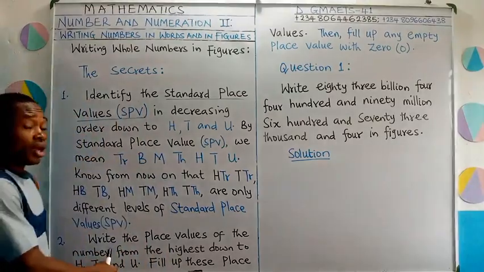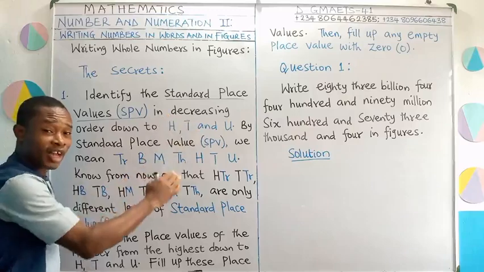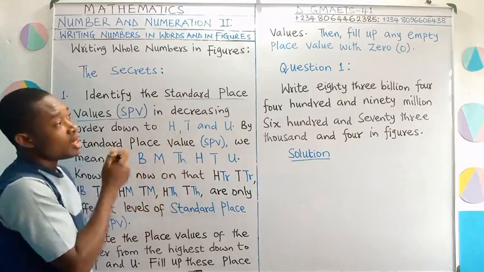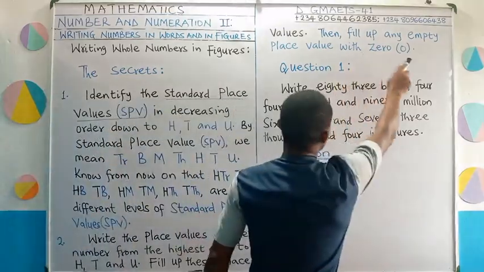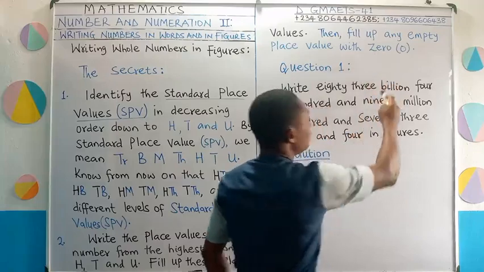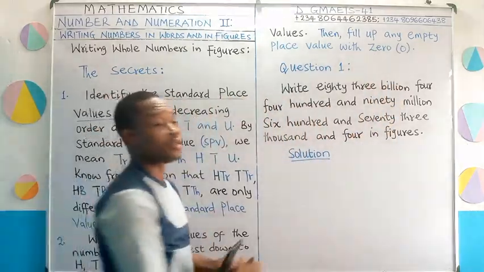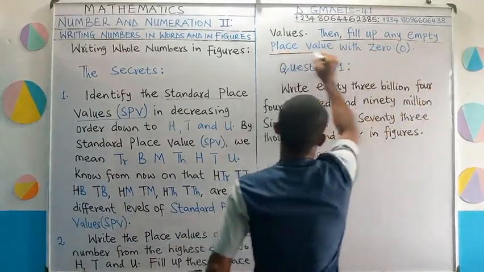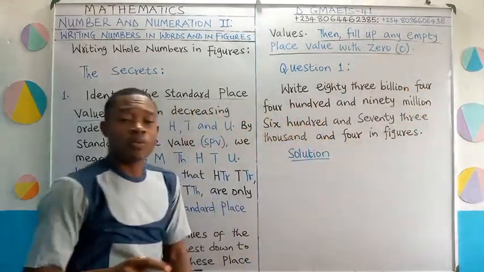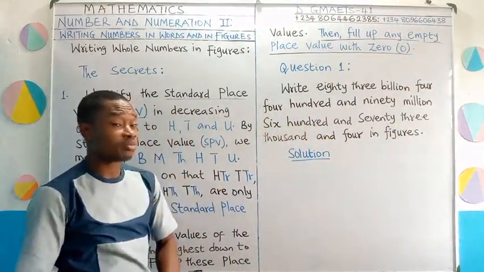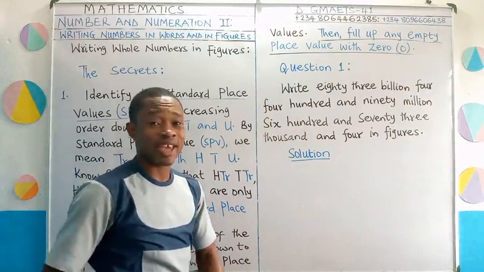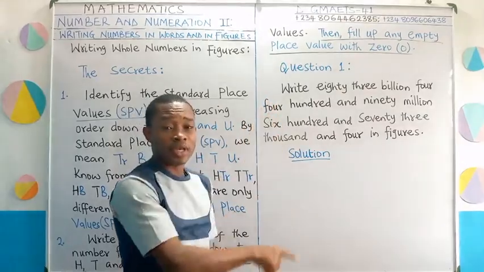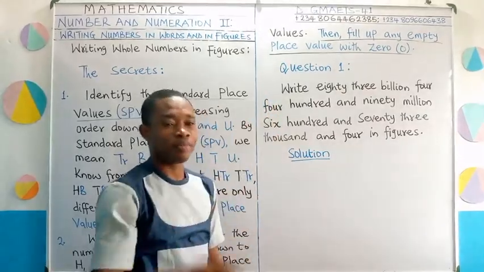We are moving on. When you fill the place values with the digits that are supposed to be there, if you have any empty place value, what you're expected to do is fill that empty place value with zeros. Let me indicate this by underlining this point, very important, because once you fill up the place values, sometimes there are some place values that will be empty. Any empty place value must be filled with 0. Take note of this point, very important.